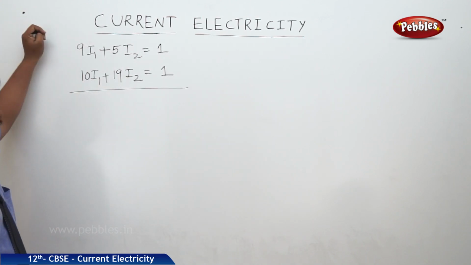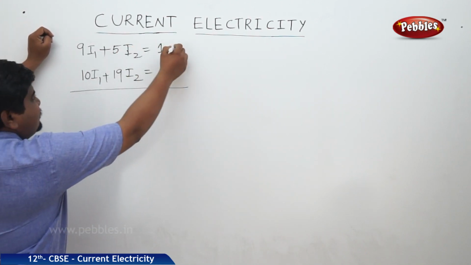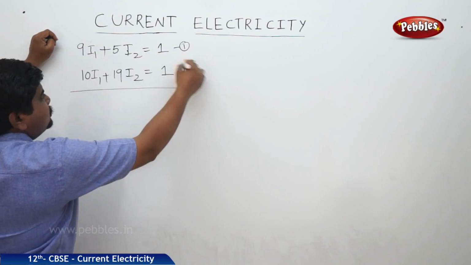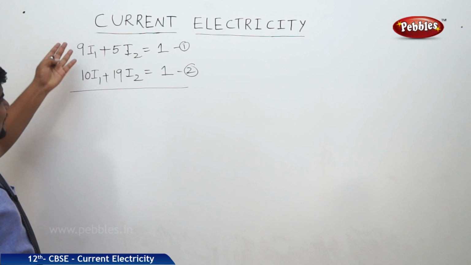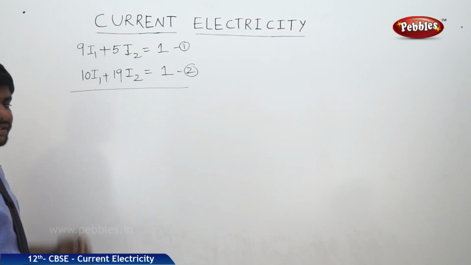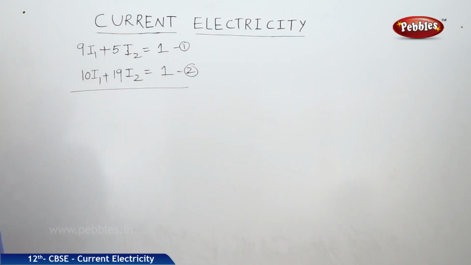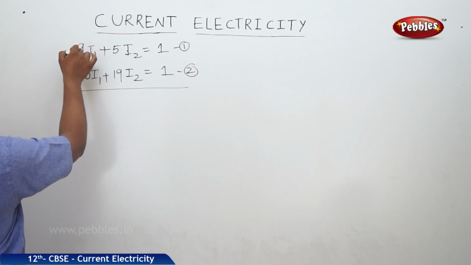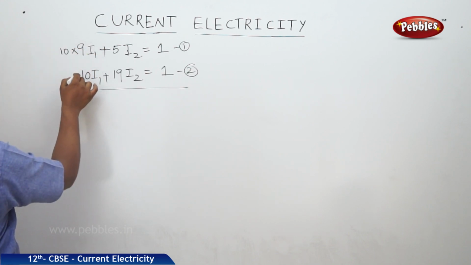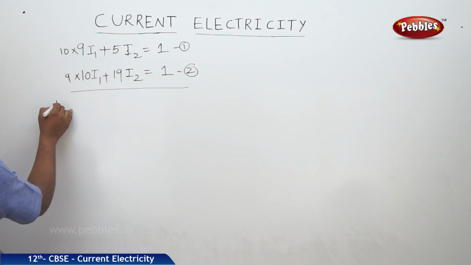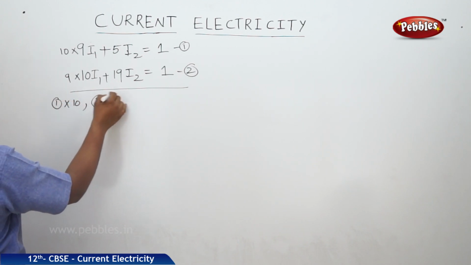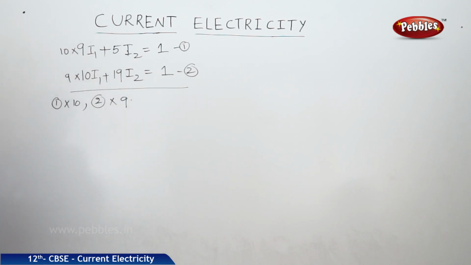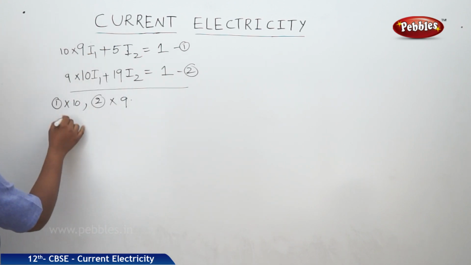So there is nothing to solve. So now this is equation 1, this is equation 2. By adding or subtraction, we are not getting any solution. That's why please transform one equation to the terms of the another equation. So that's why it is better to multiply this equation with 10 and multiply this equation with 9. Therefore, equation 1 into 10, equation 2 into 9. So the equation 1 transforms like this.